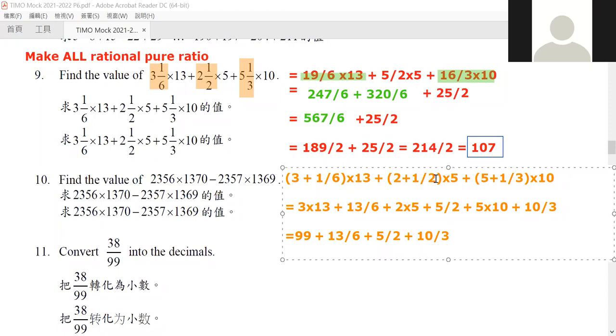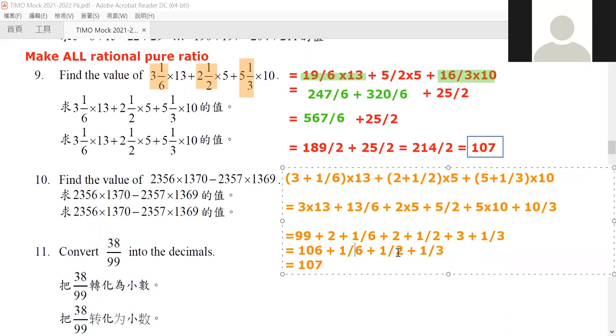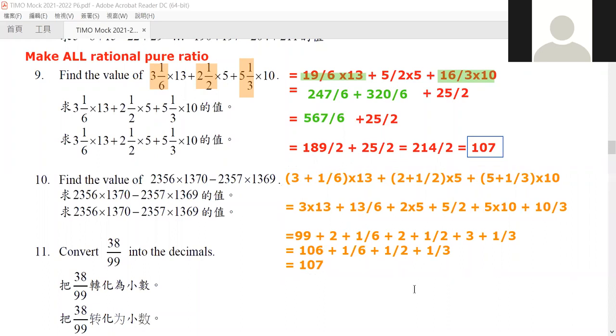We can further reduce it because 33 over 6 will be equal to 2 plus 1 over 6, right? And the second term is equal to 2 plus 1 over 2. And the final term is equal to 3 plus 1 over 3. So in other words, it's 99 plus 2 plus 2 plus 3. And hence it will be equal to 106 plus 1 over 6 plus 1 over 2 plus 1 over 3. And hence it will be equal to 107 because 1 over 6 plus 1 over 2 plus 1 over 3 is exactly equal to 1. So this is another way of doing this. Now both ways are correct.